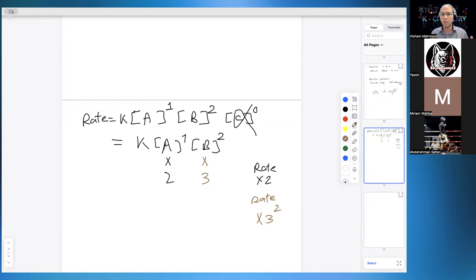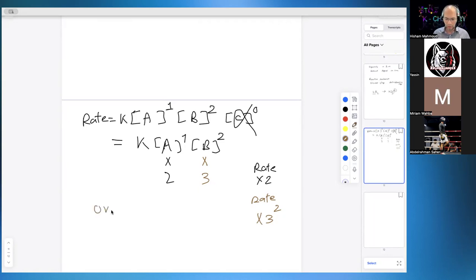What if he asks me for the total change in rate? Then I will multiply the rate by 2, then multiply it by 3 to the power of 2, and any change that happens to C does not have any effect. Why? Because it is zero order. It will not even be mentioned in the rate law.